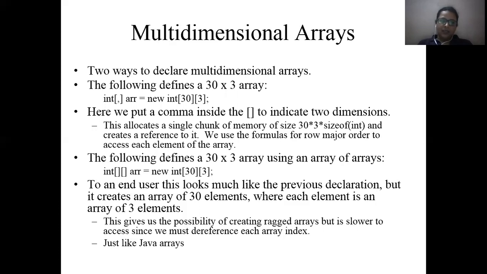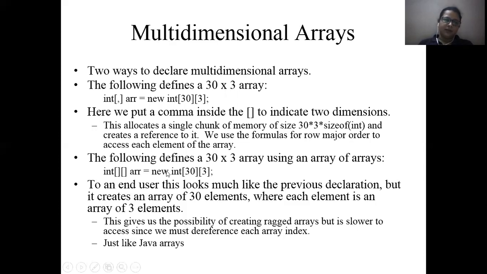and creates a reference to it. We use the row-major order formula to access each element of the array. The following defines a 30 by 3 array using an array of arrays: int[][] arr, where arr is a variable, is equal to new int[30][3].